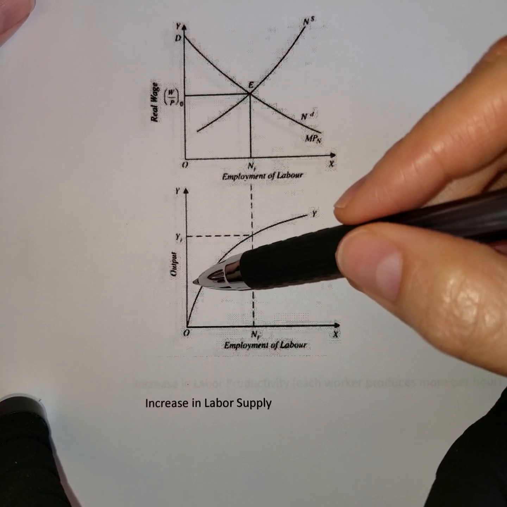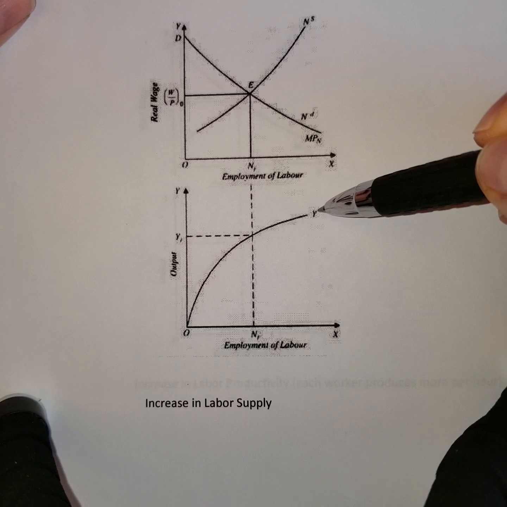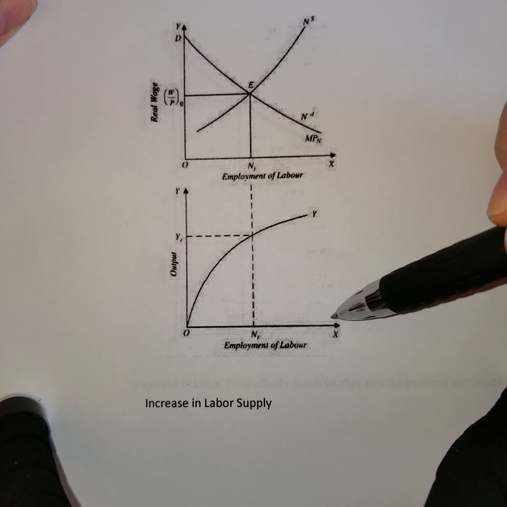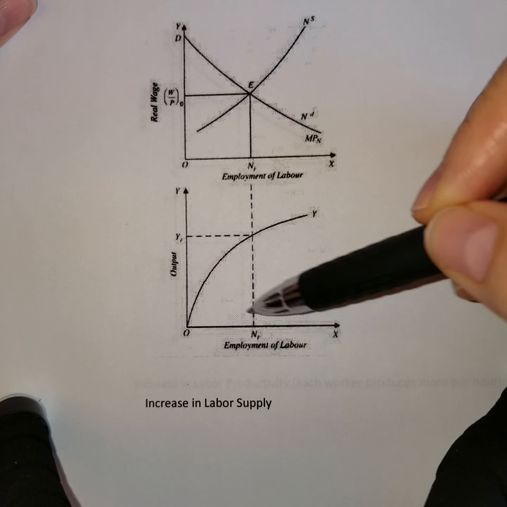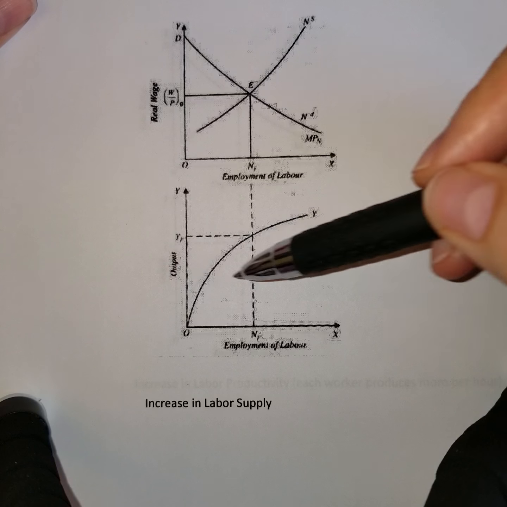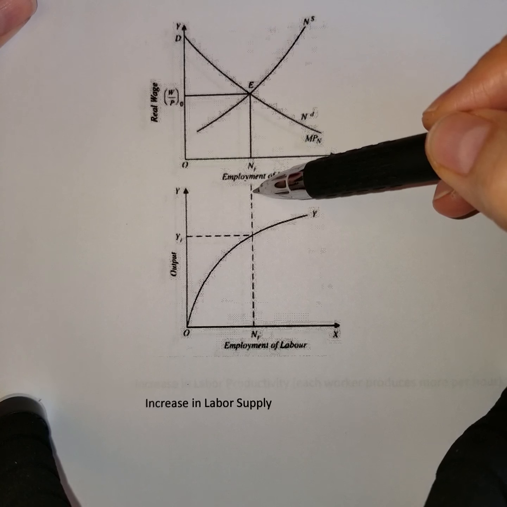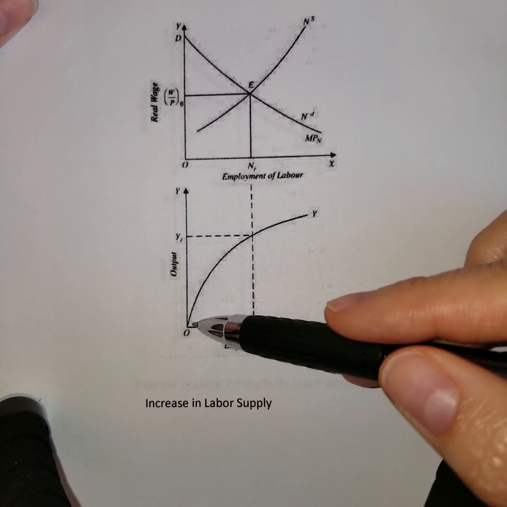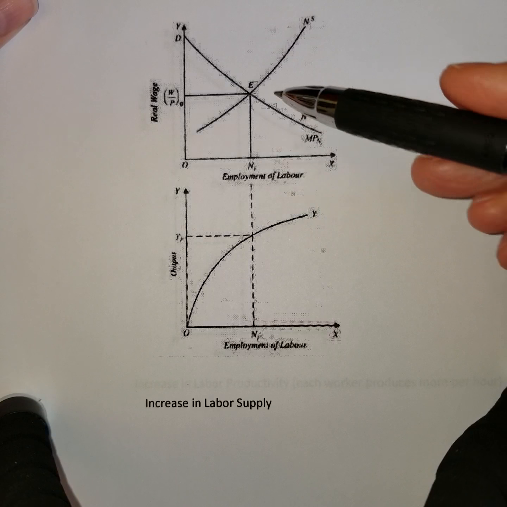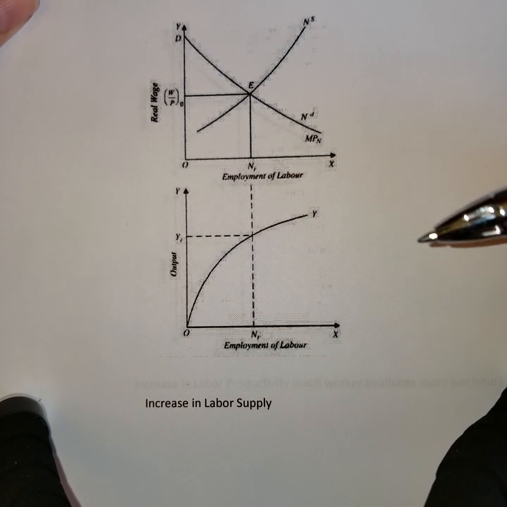Also down here, we have what we call our aggregate production function. And that shows, given the amount of labor, how much we produce, our GDP. So if we know how much labor we're going to employ up here, we can bring that down here, put it on our aggregate production function, and we get how much we're going to be able to produce.